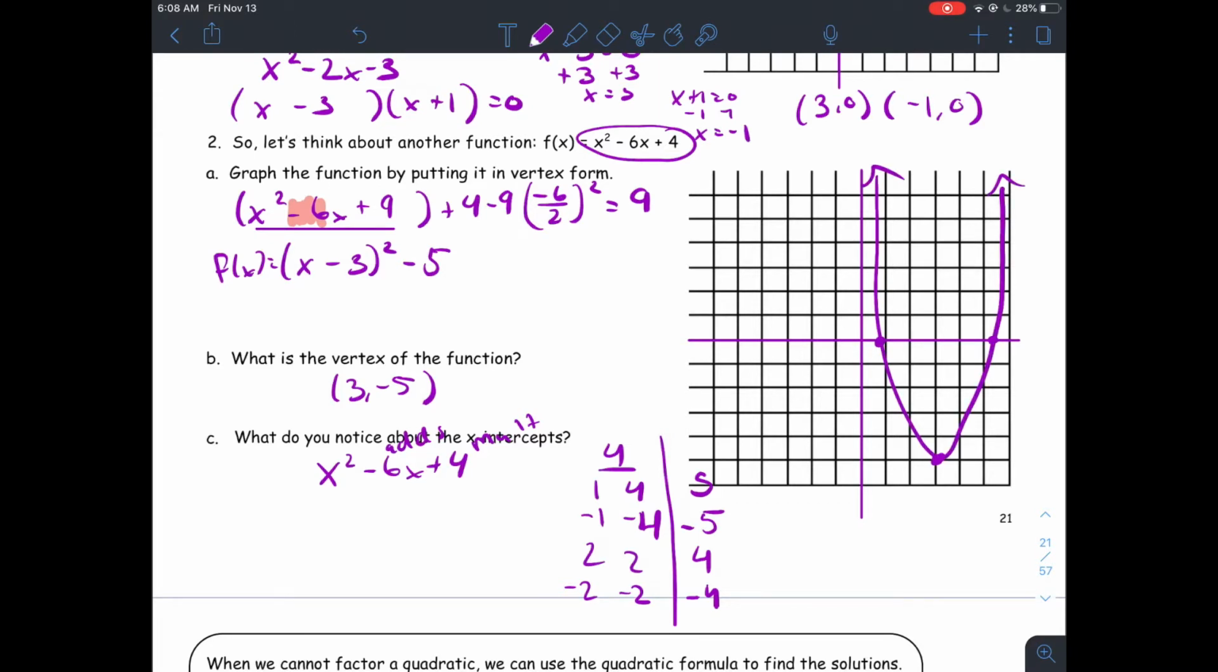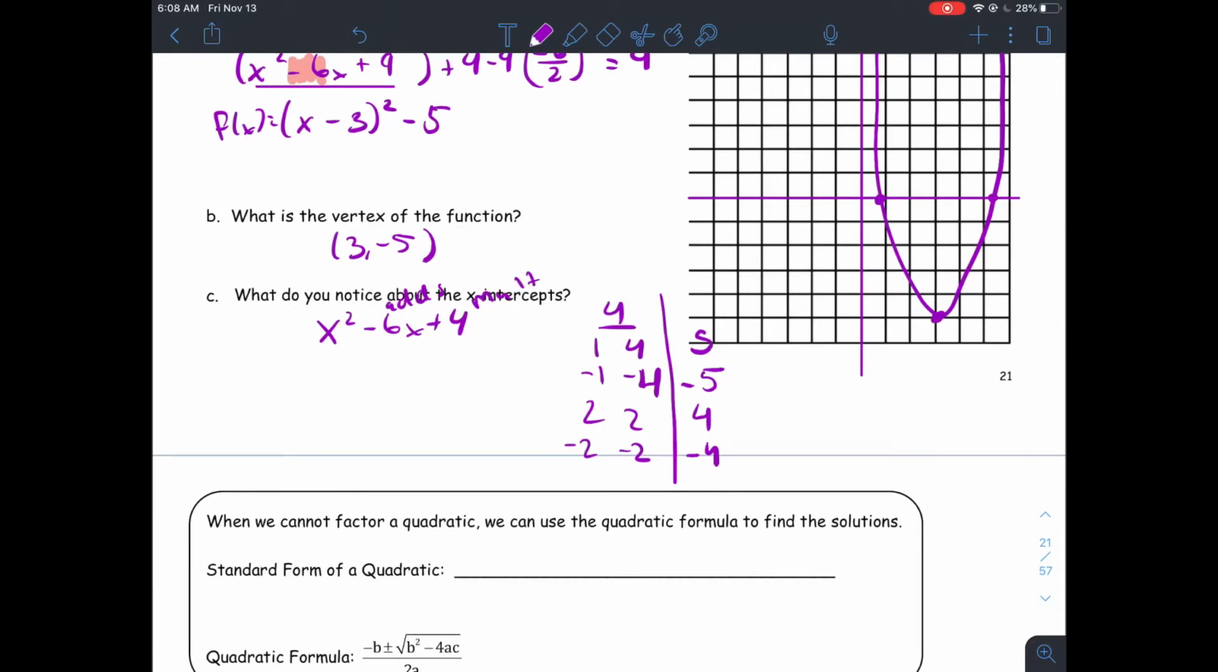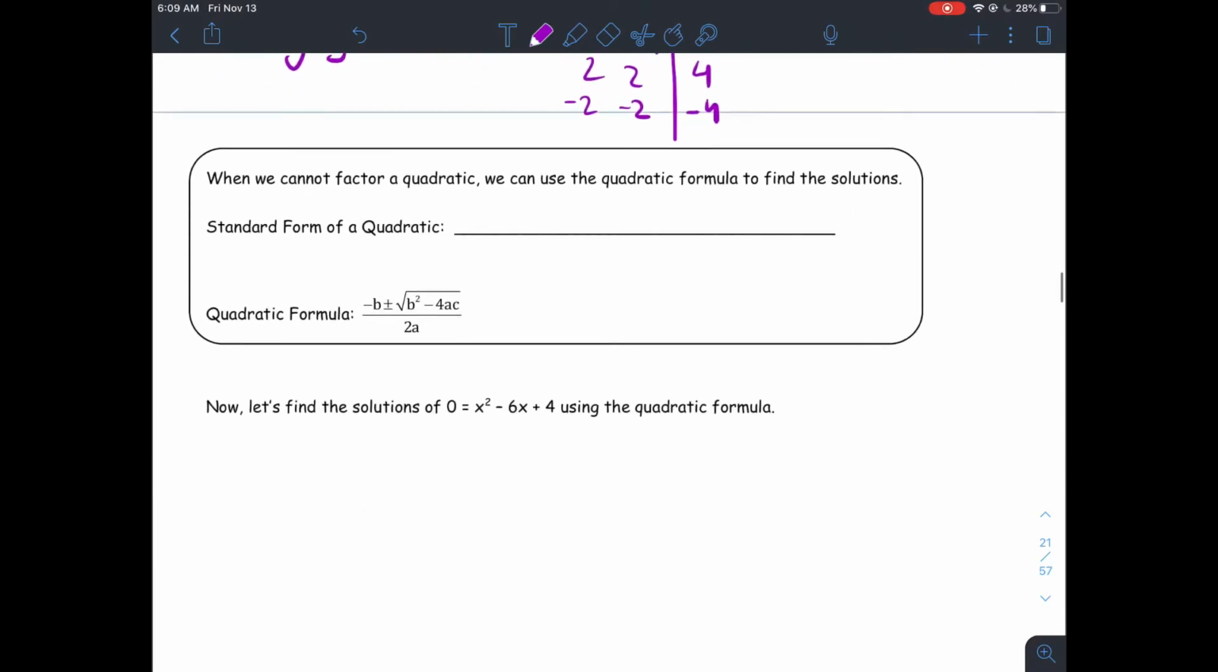All right. So what do you notice about the x-intercepts? Essentially, you could just say that they are some kind of, we'll even just say they're ugly decimals, right? And that's not something we could have gotten by factoring. So it says, when we cannot factor a quadratic, we can use the quadratic formula to find the solutions.